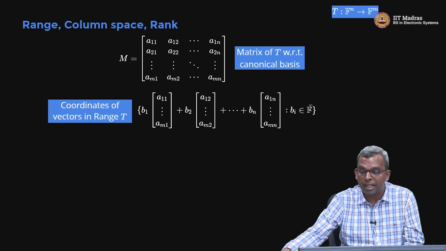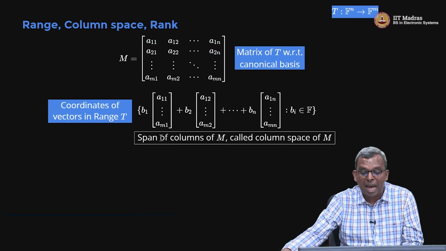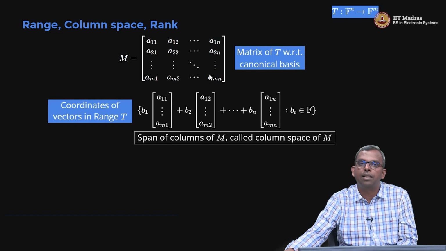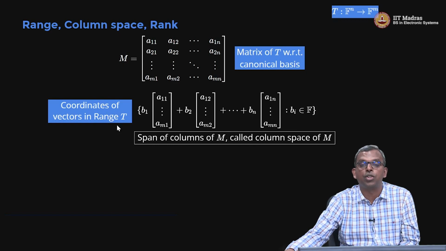Okay, so this basically is the range, right? Range coordinates in some sense. So this you can easily see, we have seen before, this is nothing but the span of the columns of M, right? It's very easy to see. This is basically the definition of linear span, right? The span of all the columns of M is nothing but the coordinates of the range of T.